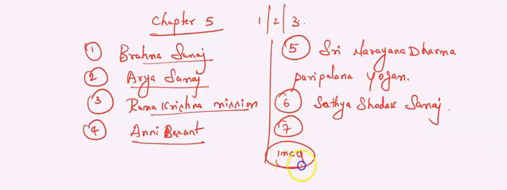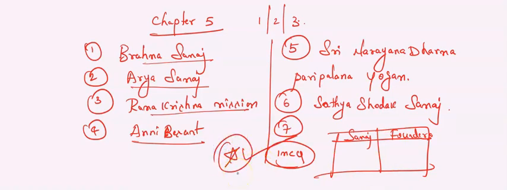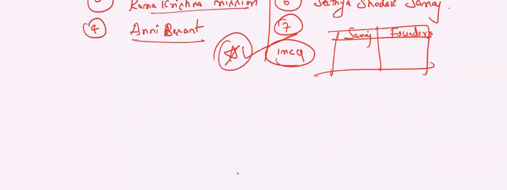For your 1 mark multiple choice question, they can ask you to write all the Samaj names and their founders' names. Make a table, write the names of all Samaj in one column and the names of the founders in another column. Definitely you can expect one question on this table. Create a table, write all the Samaj names on one side and the founders' names on the other, and memorize that table, because there is a high chance of a 1 mark question from it. So this is the end of chapter number 5.